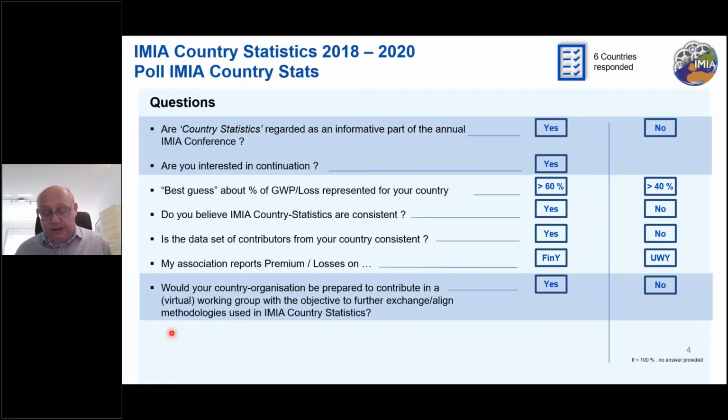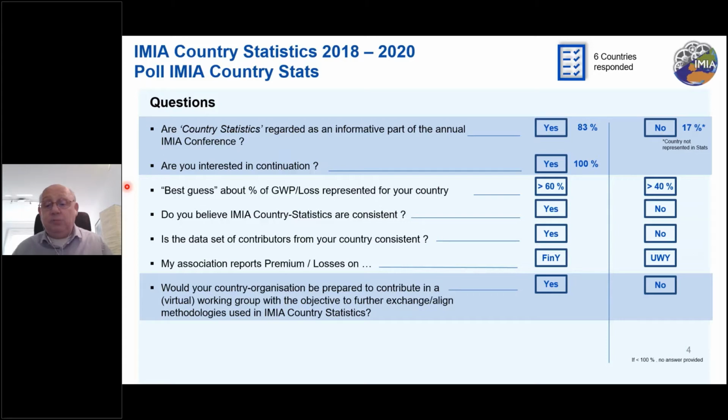And also to get a bit more understanding of what we're doing and what we're not doing here in the country statistics, I did a poll attached to the request of data, and I did three sections of it. Are the country statistics of some value for the community? At least the ones who have reported are in the majority of the opinion, yeah, there is some value in that. The middle is how much can we believe in the country statistics? Are the country statistics consistent? Are the data sets of the contributors in each country consistent?